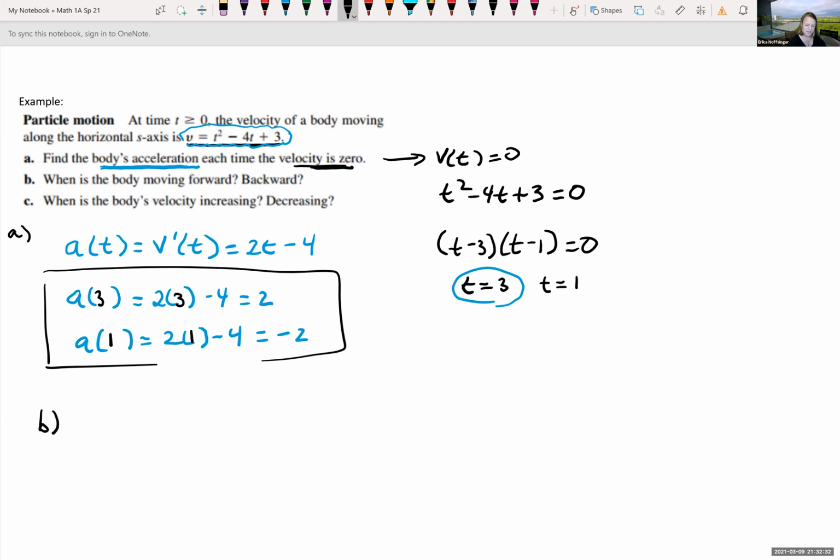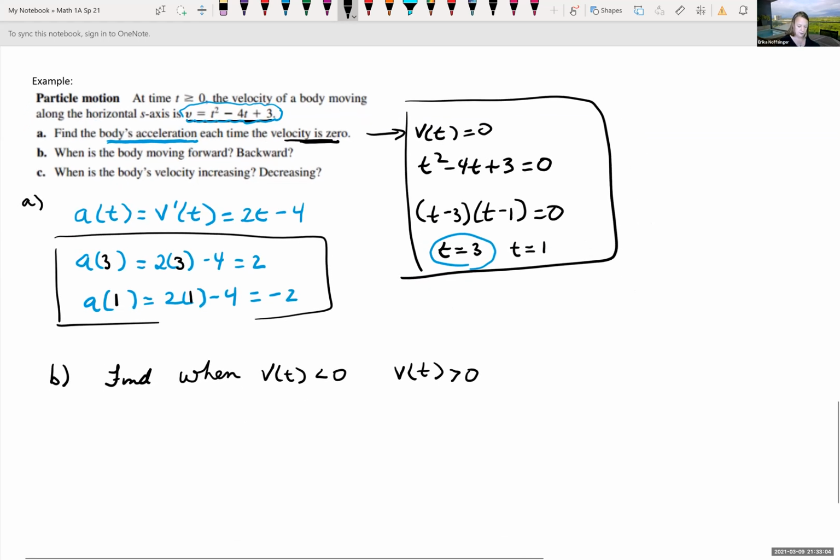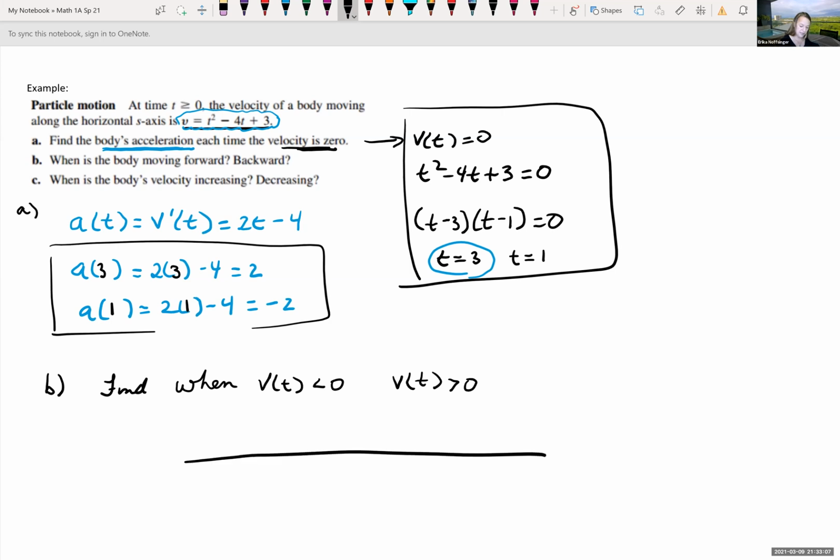So we want to know when is the body moving forward and backwards? So again, that has to deal with the velocity. We need to find when is v sub t greater than 0 and when is v sub t less than 0. When is the velocity less than 0? When is the velocity greater than 0? Well, we did part of this work right here, right? We found out when our velocity is equal to 0. And so that was at t equals 1 and t equals 3.